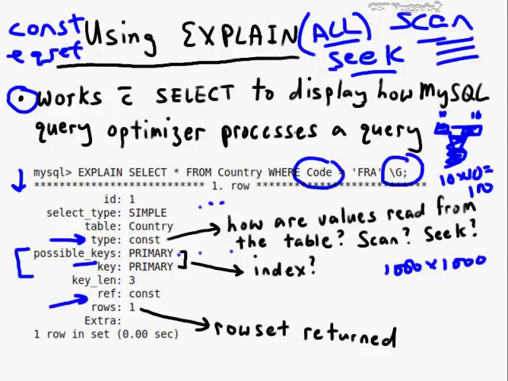Ref denotes either a join or, in this case, because this is a single table, it's referring to a constant value. We're looking for just a single discrete row in this table, a code of FRA, and the final value that's really important that we're looking at from an optimization standpoint is the row count.